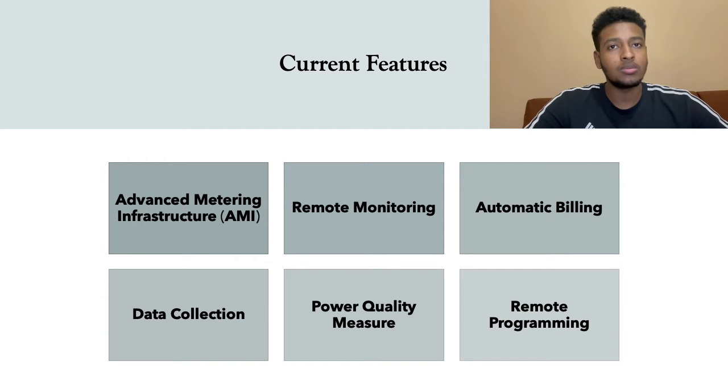The third one, automatic billing. The fourth one, data collection. The fifth one, power quality measure. Determine and measure the quality of power to improve the efficiency of electric consumption. The sixth one, remote programming. It's programming in a central or server computer that's used to control the smart meter.